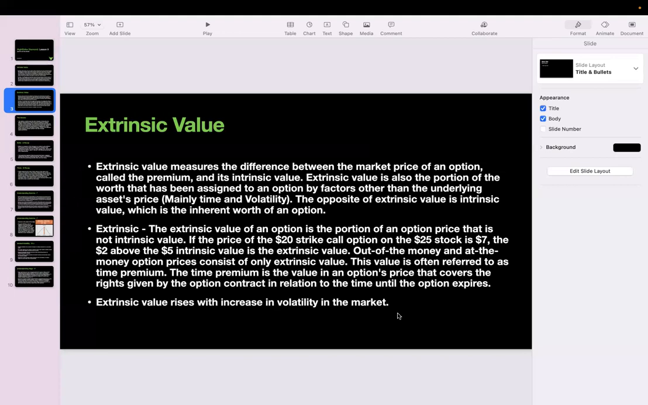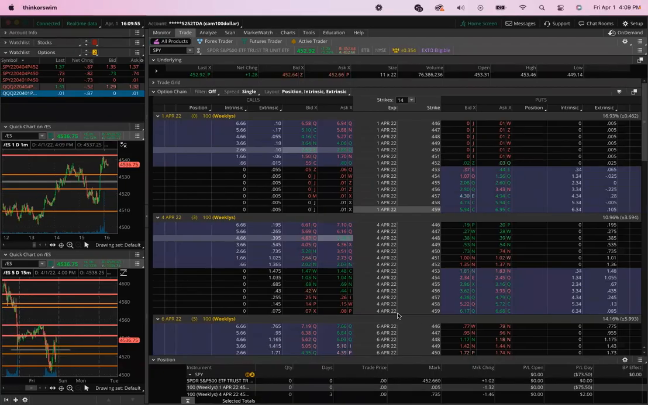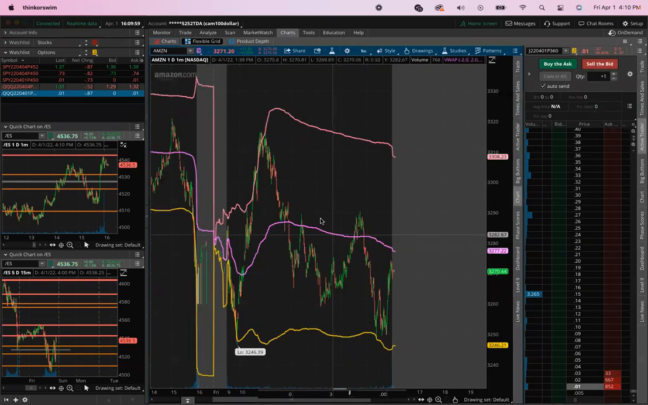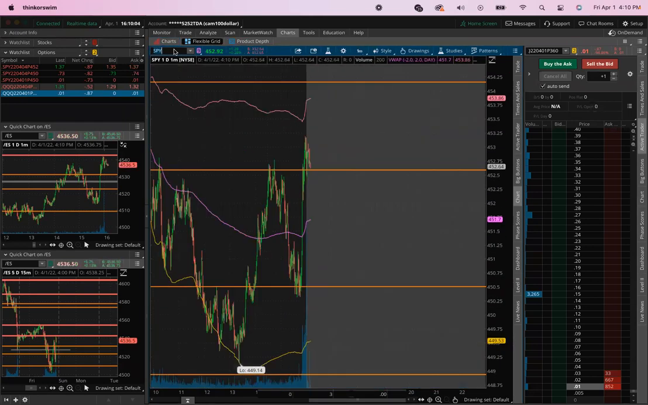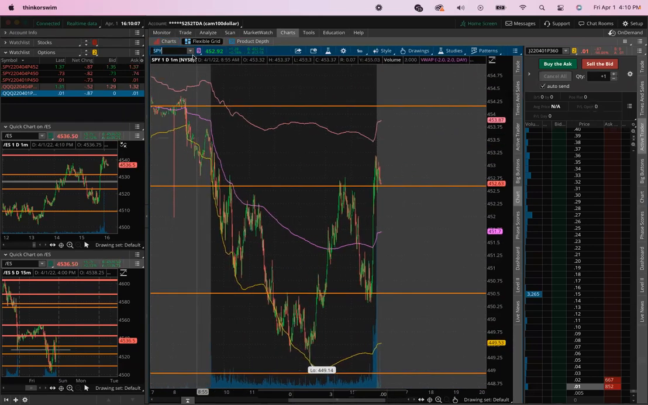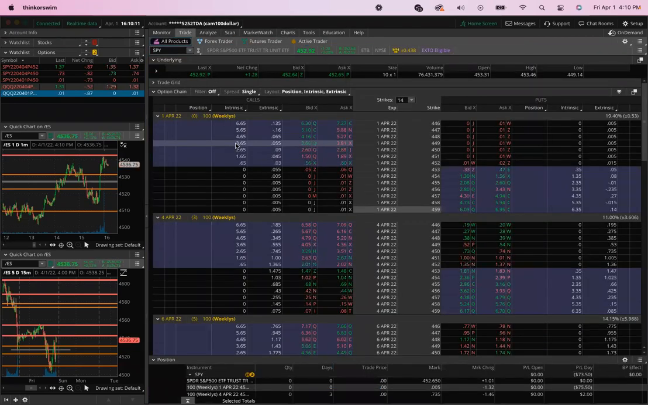So that might be a little bit confusing. So let's come over into TD Ameritrade and actually break it down a little bit more, right? So I came over, here's my charts tab. I have Amazon stock loaded up. I'll load up S&P 500, just to make things possibly a little bit easier. So this is my charts tab. I come over to the trade tab. This is where you find options.